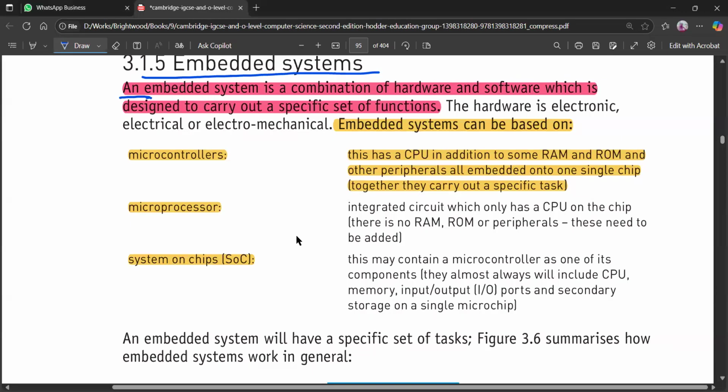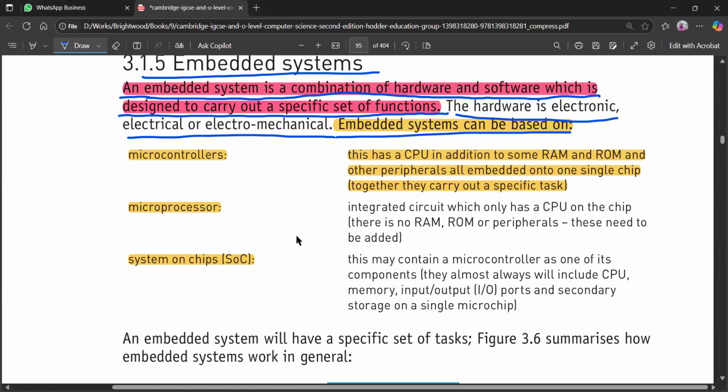Actually, an embedded system is a combination of hardware and software which is designed to carry out a specific set of functions. That can be a hardware function or a software function, especially something like an Arduino board. The hardware is electronic, electrical, or electromechanical. So an embedded system can be based on something like what? Microcontrollers, microprocessors, and system on chips. You have to remember these three.